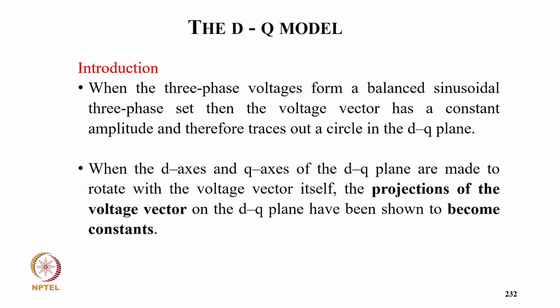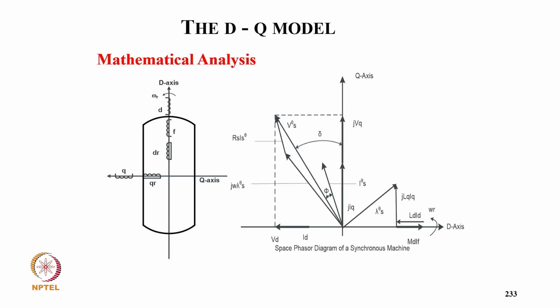When the three-phase voltages form a balanced sinusoidal three-phase set, then the voltage vector has a constant amplitude and therefore traces out a circle in the DQ plane. When the D and Q axes of the DQ plane are made to rotate with the voltage vector itself, the projection of the voltage vector on the DQ plane becomes constant, as you can see typically here in the phasor diagram as well as the physical representation of the machine.